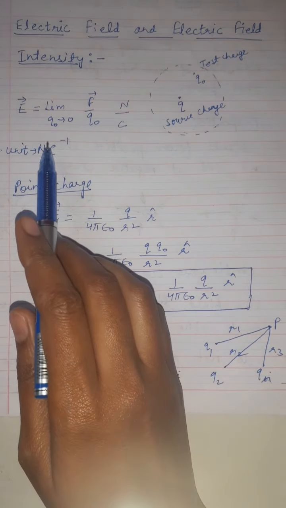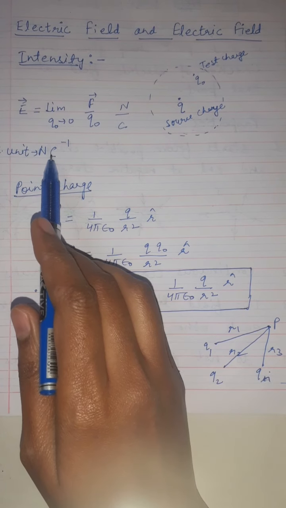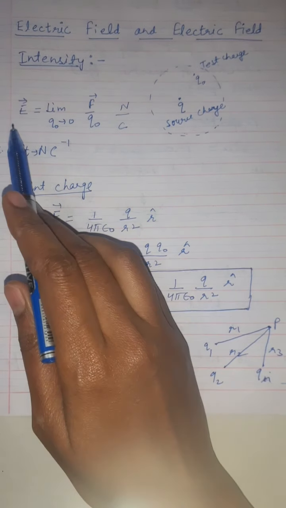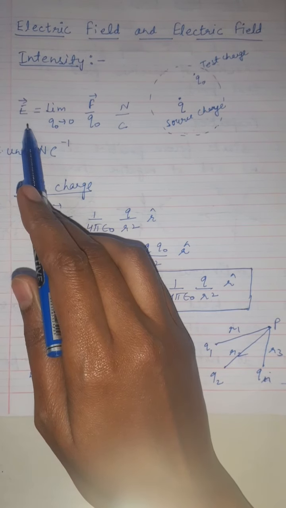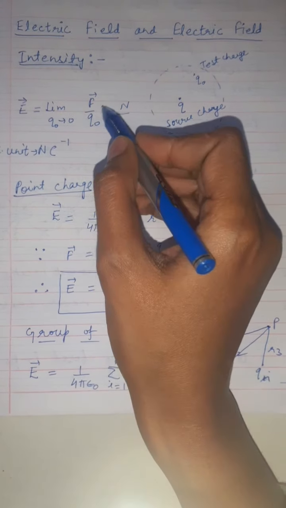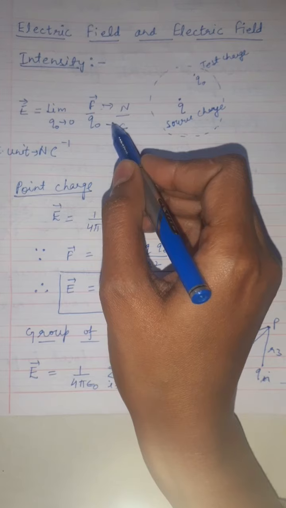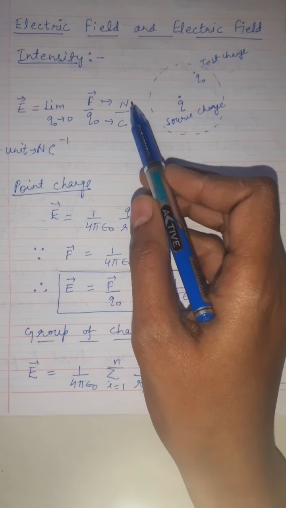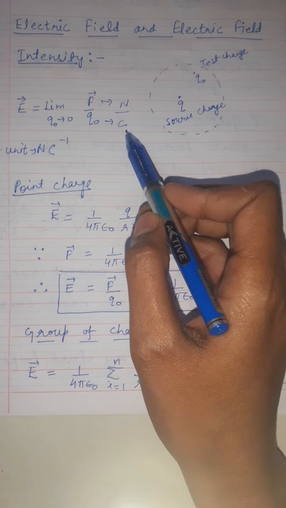The SI unit of electric field intensity is Newton per Coulomb, because from this formula we can see that the formula of electric field intensity is F upon Q naught, and the unit of F is Newton and the unit of charge is Coulomb. So the unit of electric field intensity becomes Newton per Coulomb.